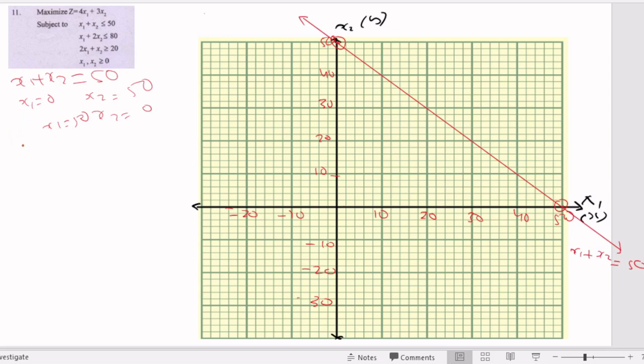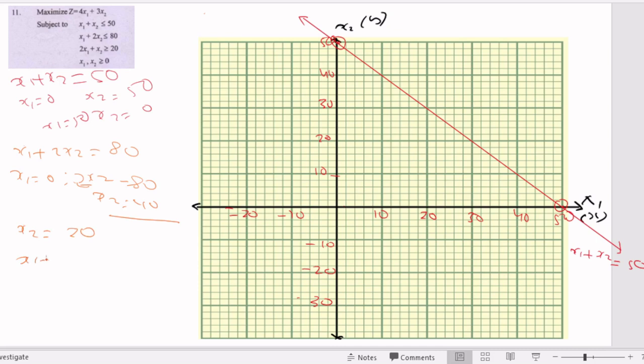The next equation says x1 plus 2x2 is equal to 80. We need to substitute some value to get a whole number. If I substitute x1 equal to 0, in this case 2x2 is equal to 80, and x2 will be 40. Similarly, if I substitute x2 equal to 0, then x1 becomes 80, which is so big. I'll do one thing: I'll substitute x2 equal to, let's say, 20.